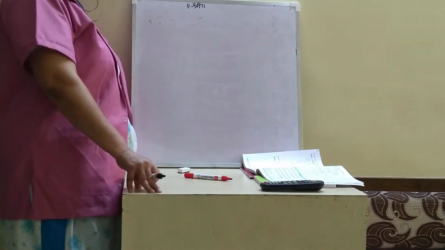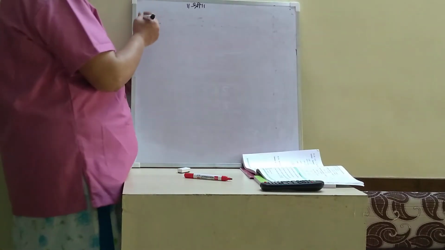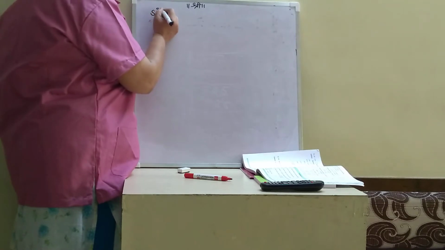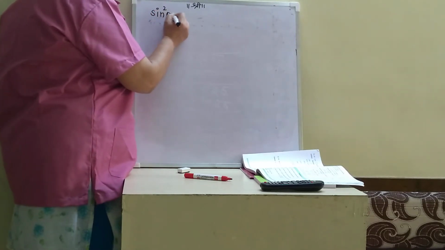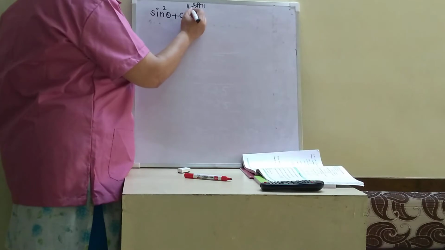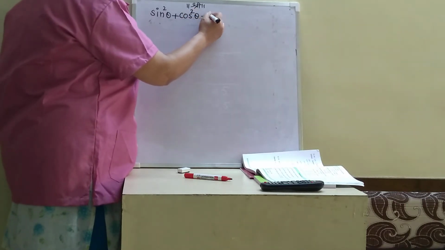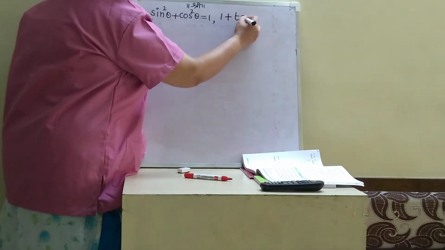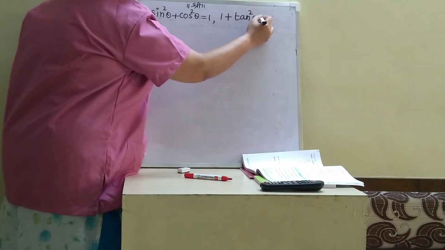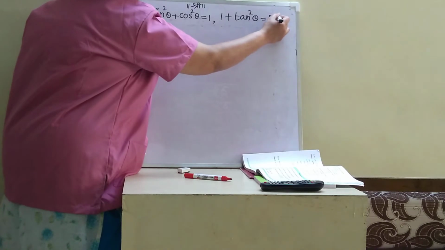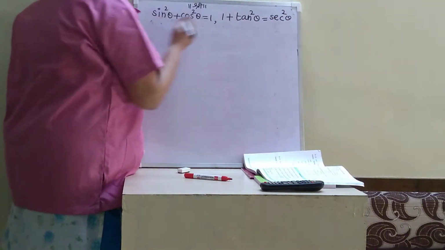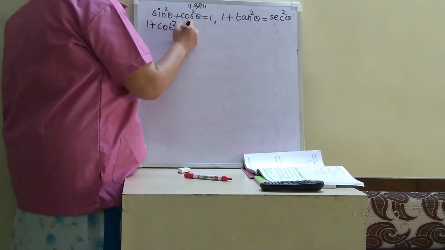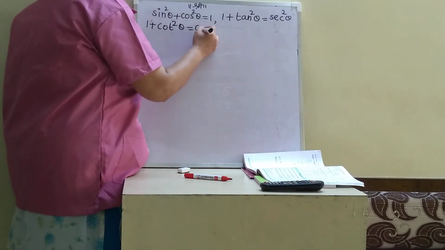Hello student, we studied various trigonometrical identities. Which are they? The first one was sin square theta plus cos square theta equal to 1. The second was 1 plus tan square theta equal to sec square theta. And the third one was 1 plus cot square theta equal to cosec square theta.